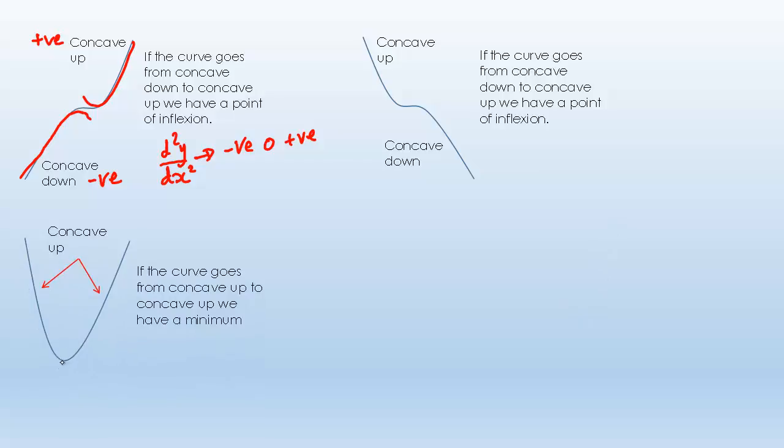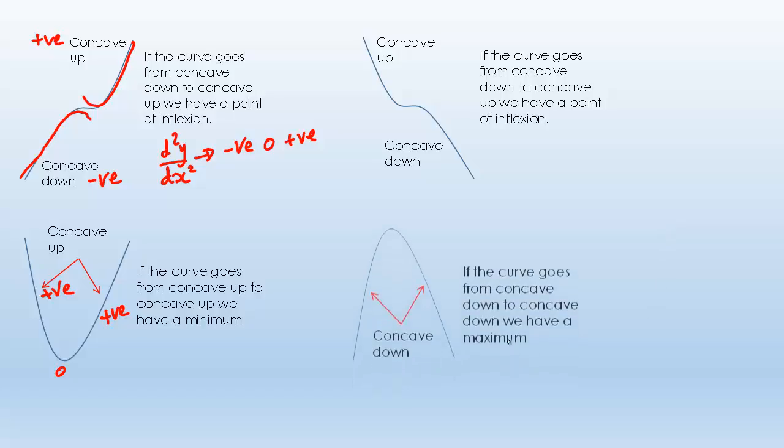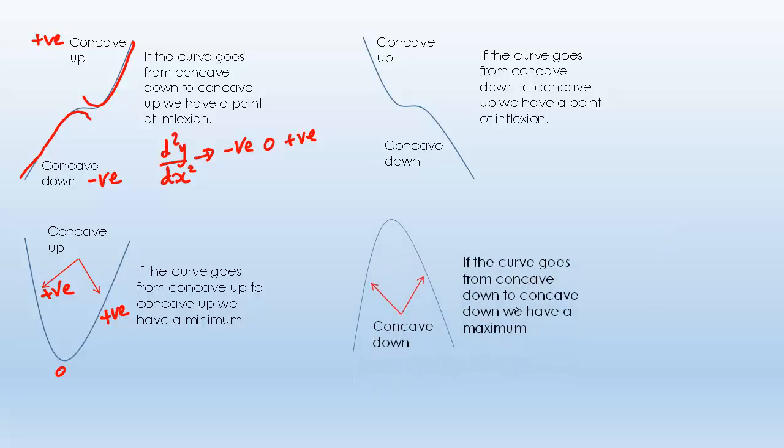If it's concave up on both sides, then we must have a local minimum. So concave up means that d²y/dx² is positive, then becomes 0, then becomes positive once again, so that's concave up. And then if the curve goes from concave down to concave down, we have a maximum.